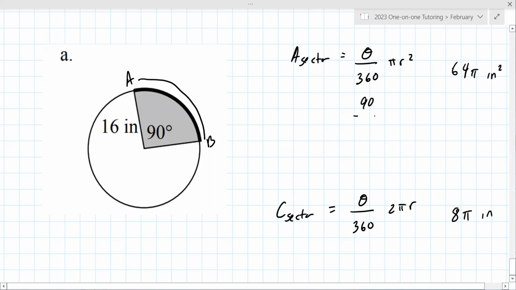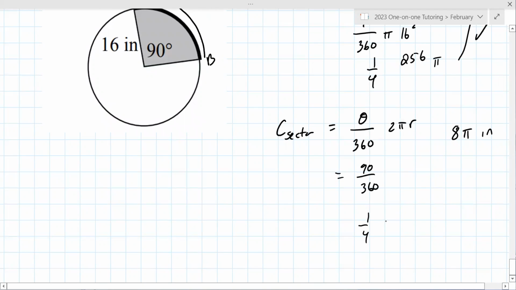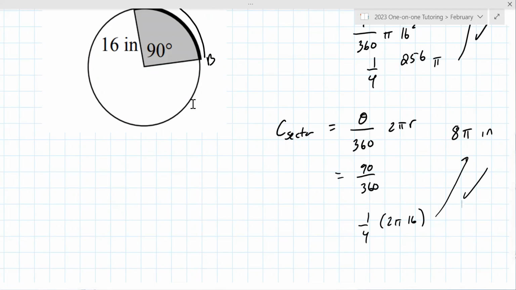So 90 out of 360 times pi times 16 squared. 16 squared, that's a big one. That's 256. And then it's a quarter of that with the pi. So that looks good. This one is the same thing, 90 out of 360, which is a quarter, times 2 times pi times 16. So a quarter of 32 is that right there. Very good. All right. We can stop a little early or we can keep going.